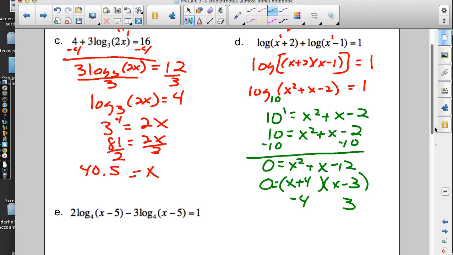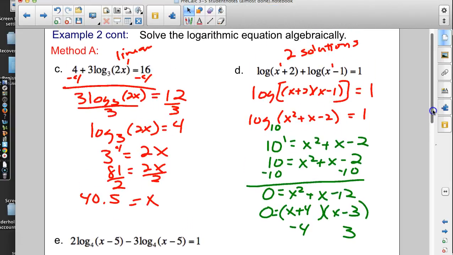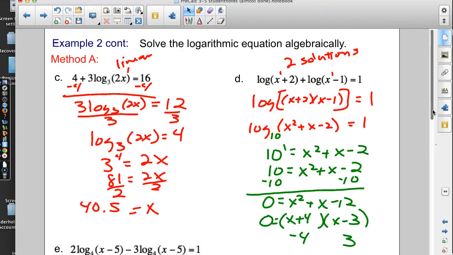The negative one might not work. Go back up, put the negative 4 in that. Is that going to make either one of our parentheses up here negative? So that we're saying we can raise 10 to a power and get a negative. Is that going to mess that up? It is going to mess it up. The negative 4 is extraneous. So we don't have negative 4.